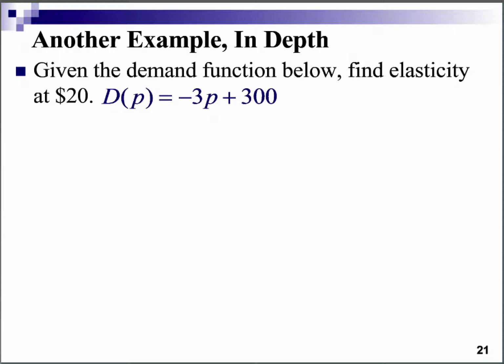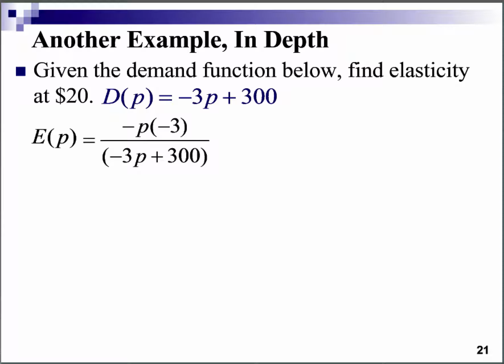Let's do one last example here, but we're going to do this in depth. We'll go ahead and do another example of an elasticity calculation with the demand function given to us. But once we're done with that, we're going to explore this a little bit further and try to tie it back to things that we've seen in this course in previous topics. So our demand function here is given to us as d of p is equal to negative 3p plus 300. We're going to look for the elasticity value at a price point of $20.